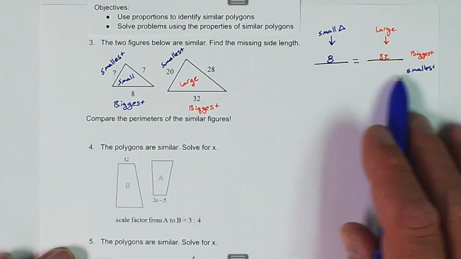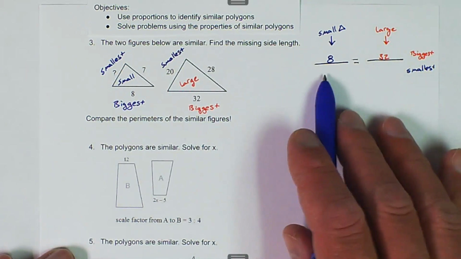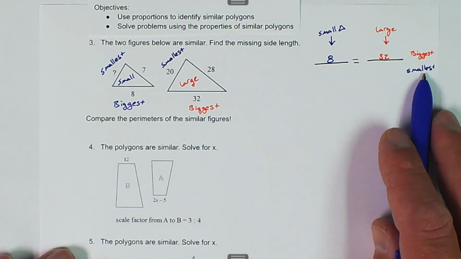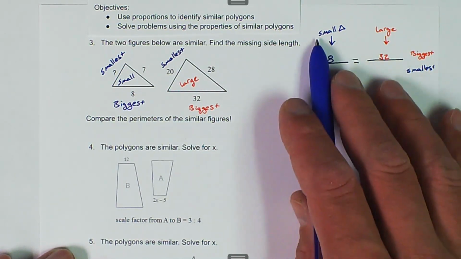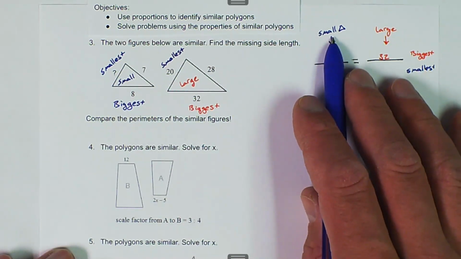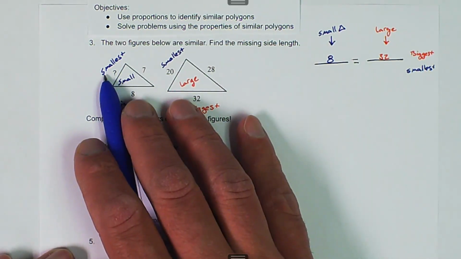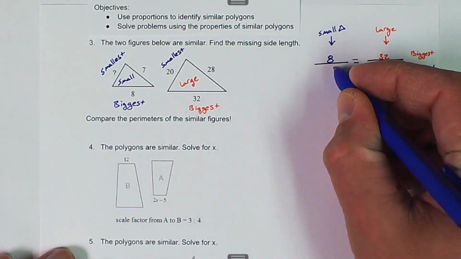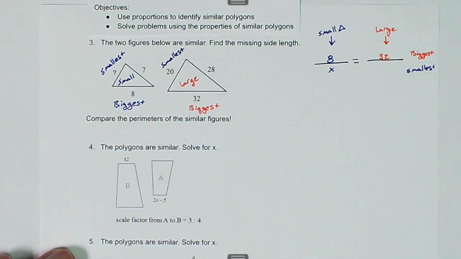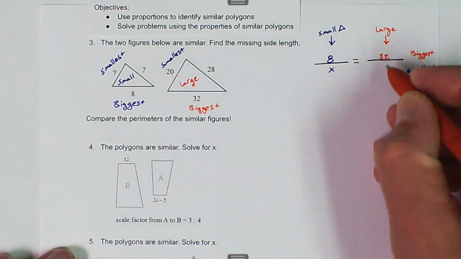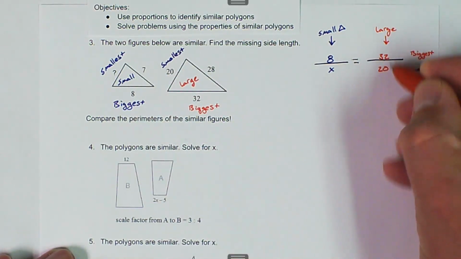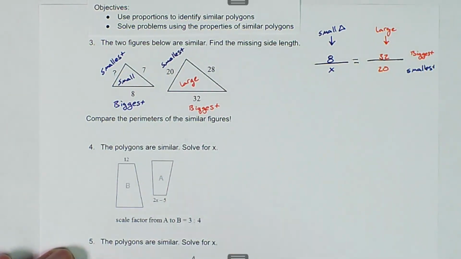So both of the units in the denominator are going to be linked to the smallest side. And this one has to come from the small triangle. So the small triangle over here is, we're not sure, so that's going to be x. And the smallest side over here, that is 20, so that goes in the denominator under the large triangle. And now we get to go ahead and solve it.